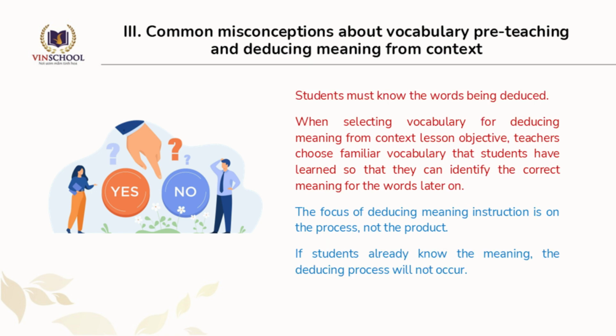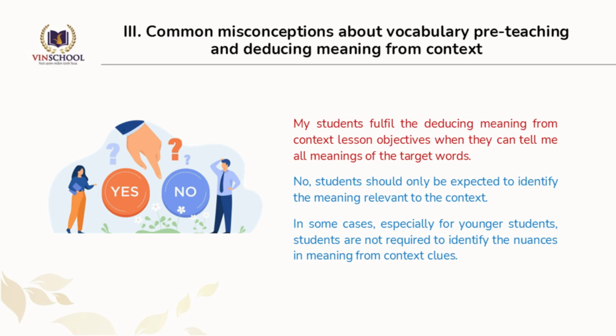There is also a misconception that students must know all the words they are trying to deduce the meaning of. When selecting vocabulary for lessons focused on deducing meaning from context, teachers often choose familiar words that students have previously encountered. This allows them to identify the correct meaning later on. However, the emphasis of deducing meaning instruction should be on the process rather than the final product. If students already know the meanings of the words, the process of deduction will not take place.